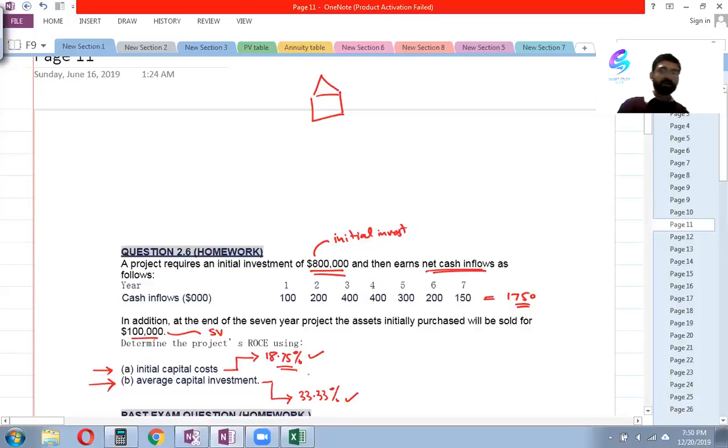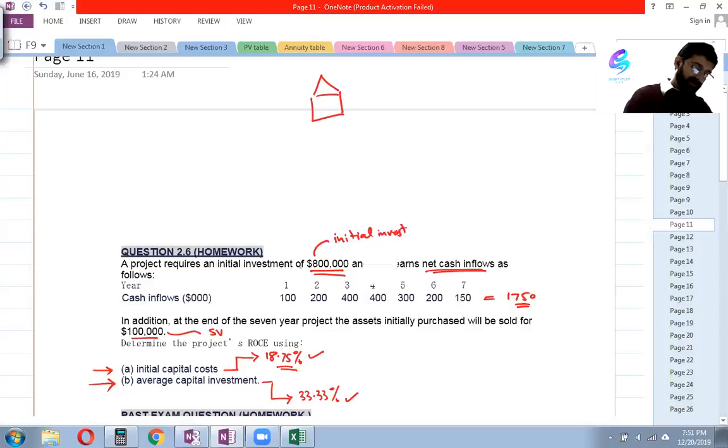So what conclusion are you going to get from this? Are you going to invest in this project? Do you think you should invest or not? What do you think? You think you should invest or you should not invest? Because of course we use ARR, or return on capital employed, for decision making. So what are you going to conclude? Should we invest or should we not invest?